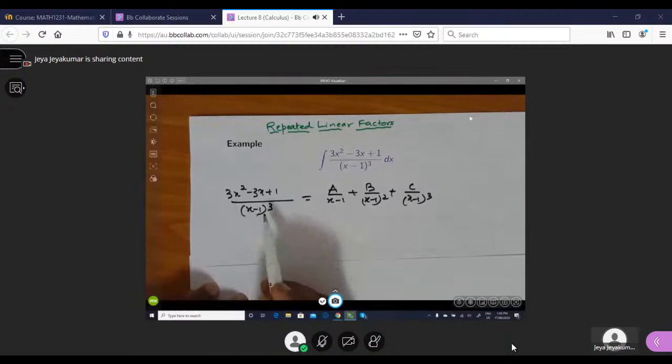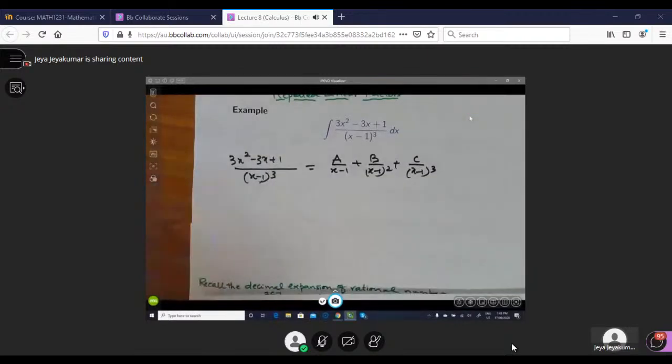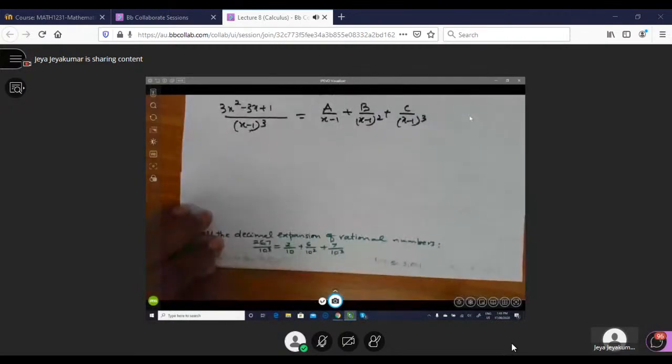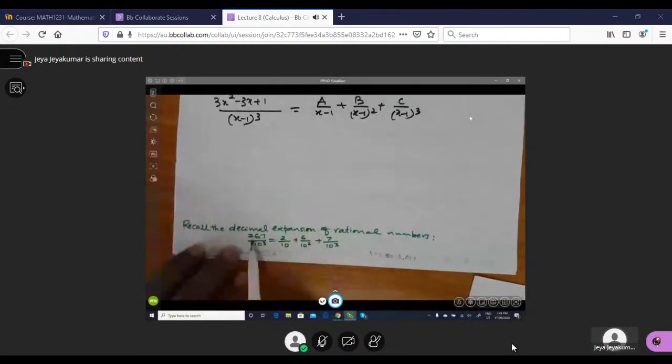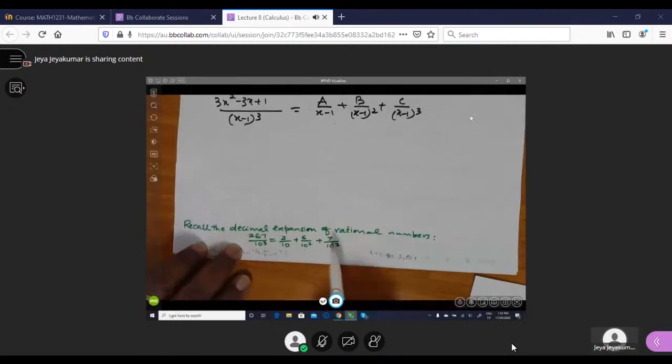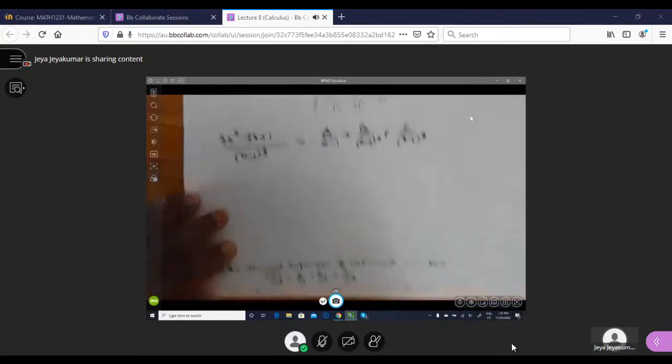Another reason for this decomposition is, you remember the decimal expansion of the rational numbers? For example, look at this at the bottom of the screen here. We have 267 over 10 cubed, right? How do you write that? 2 over 10, 6 over 10 squared, 7 over 10 cubed, right? So this is similar to this idea, the decimal expansion of the rational numbers. Okay, so we got that decomposition here.